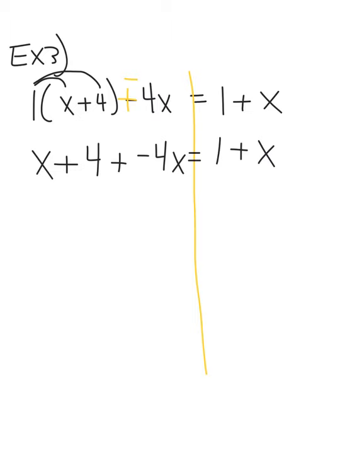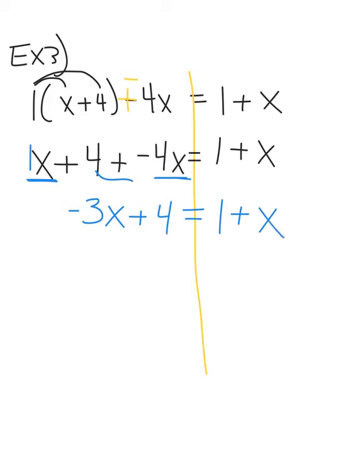Step 4 is, do I have like terms? Let's take a look at this left-hand side. Do I have like terms that can be combined? And yes, we do. We have these 2 terms. They are on the same side of the line, so just add them. A 1x and a -4x, when we combine those, is a -3x. Bring down your +4 equals 1 plus x.